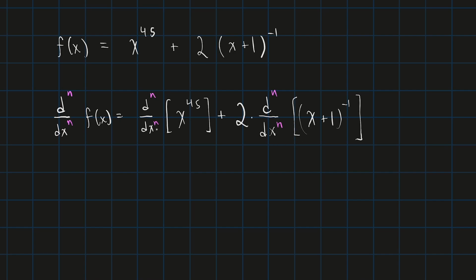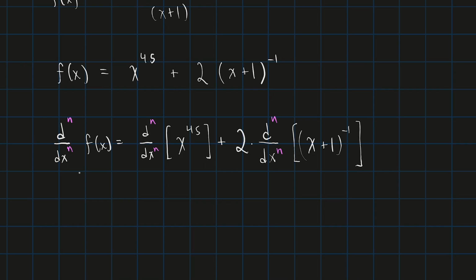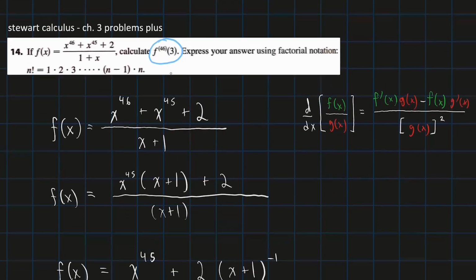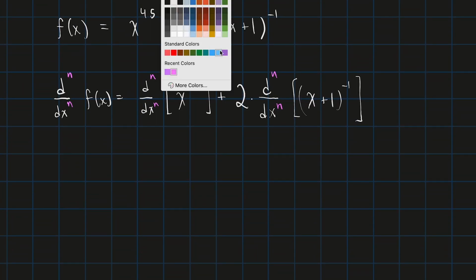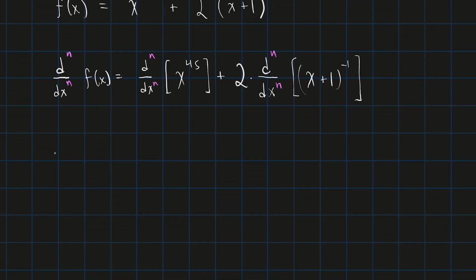We're going to find the 46th derivative and put it here for x to the power of 45, find the 46th derivative of x plus 1 to the power of negative 1, and then multiply it by 2, and then we'll see what we get. We'll get an expression with x in it. And once we do that, that will be our 46th derivative of f of x. And then the final step will be to plug in 3. So that is the plan. So let's start with finding a pattern for x to the 45.